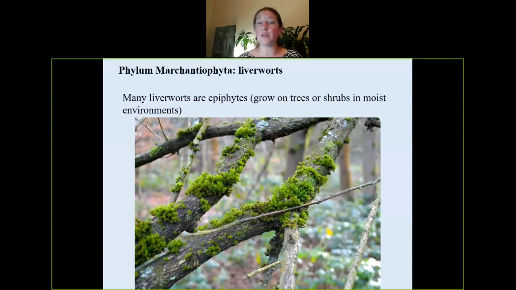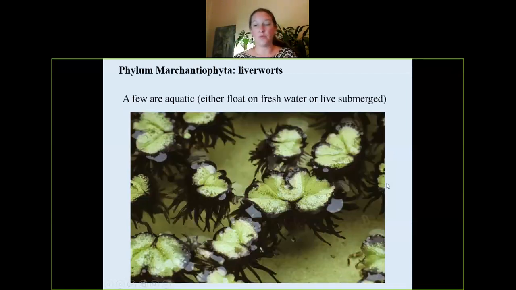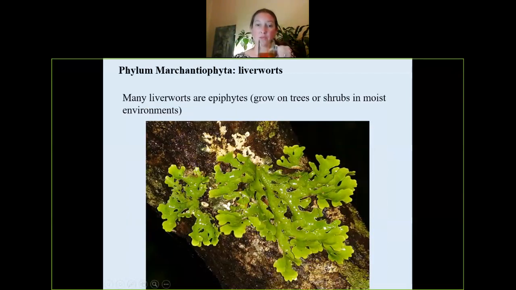And then a lot of liverworts can also grow on trees, which means they are something that we call an epiphyte. So these are plants that grow on trees or shrubs, which you may have seen walking through the forest. This is just another example of it growing as an epiphyte.